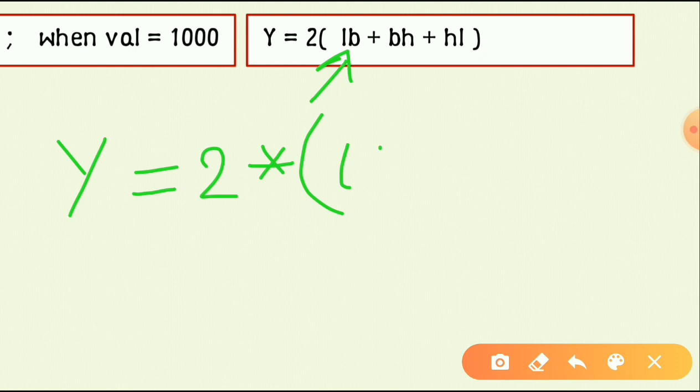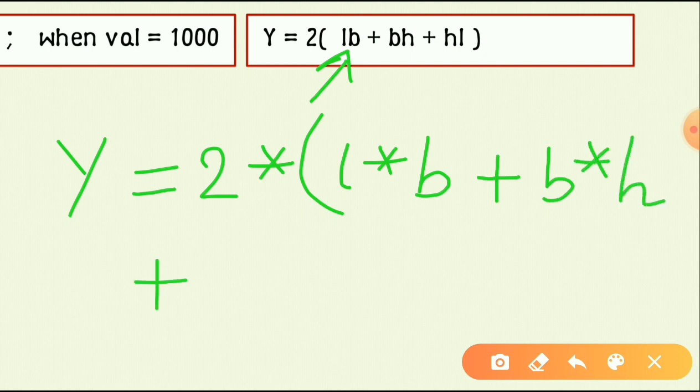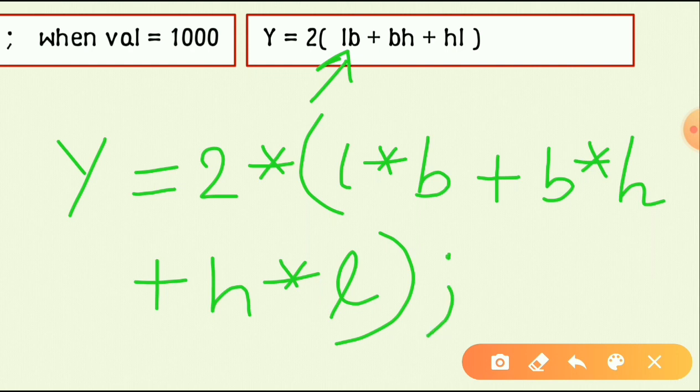So L multiplied by B. Again plus operator as it is, B into H plus again multiplicative sign H into your L. Now again we have to close the bracket, and please remember we have to apply your semicolon over here. This is very important. Now this will be the appropriate Java expression for this kind of mathematical expression. Such kind of questions also you are going to get in your exam.